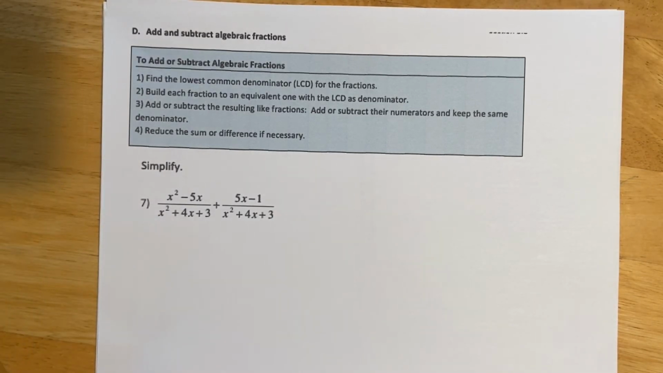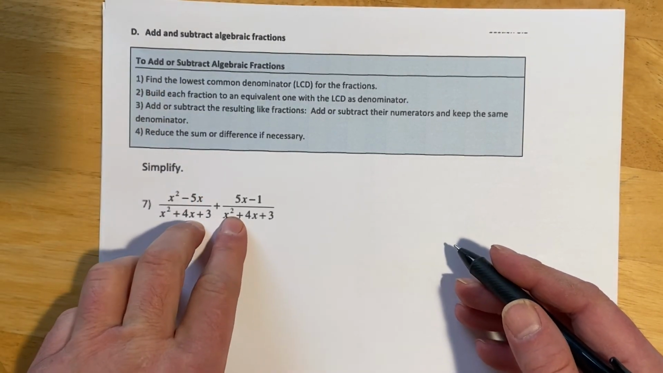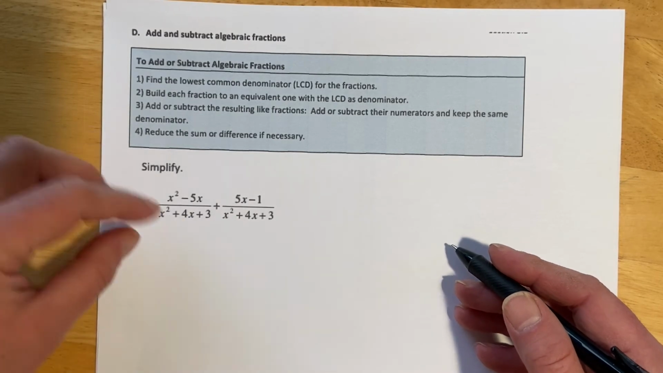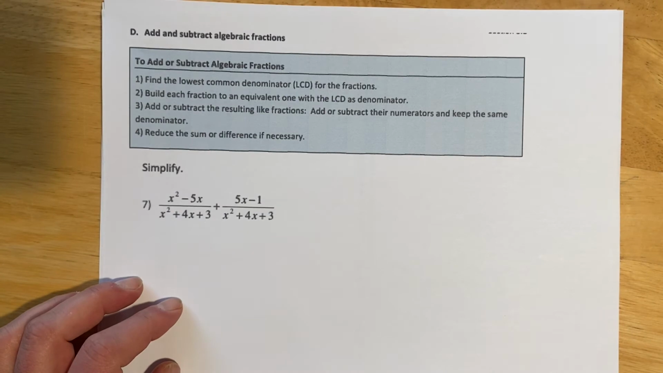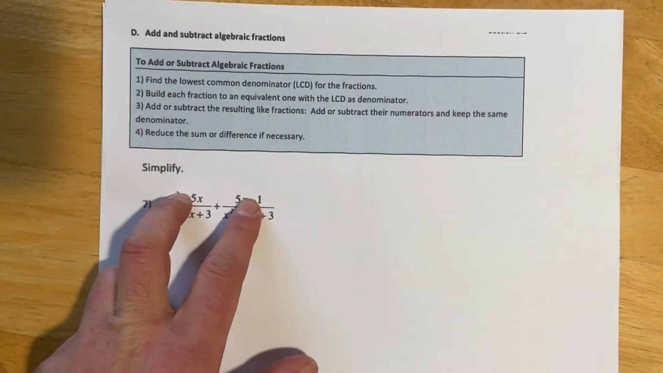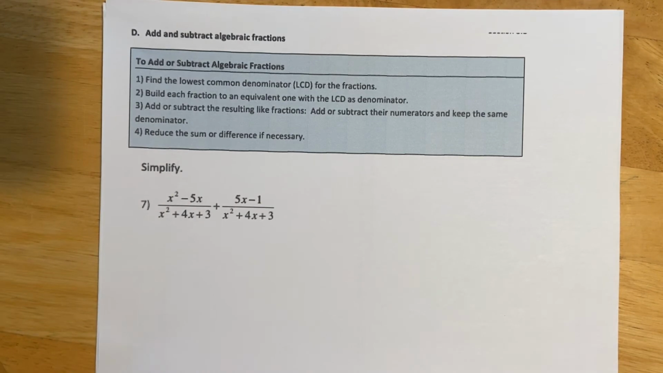Okay, and now we have addition and subtraction with algebraic fractions. So same steps as we saw with basic fractions in arithmetic. We need to find a lowest common denominator, and then we're going to build each of the fractions up to that denominator by multiplying by 1. And then we add or subtract the numerators after that, and then reduce if we need to.